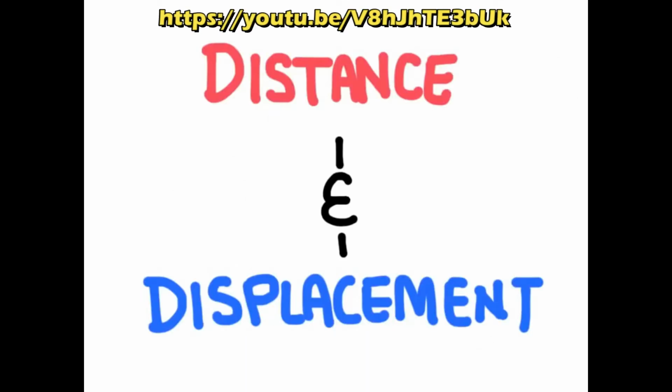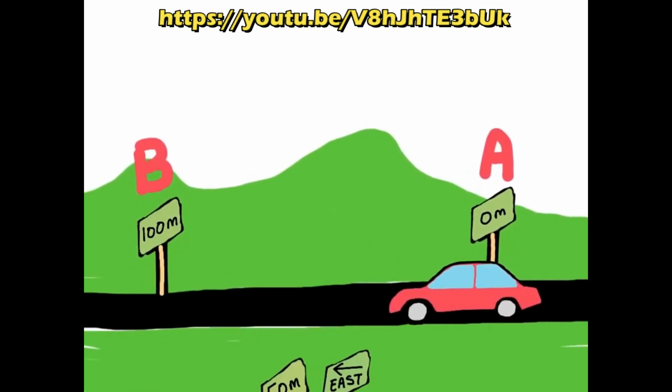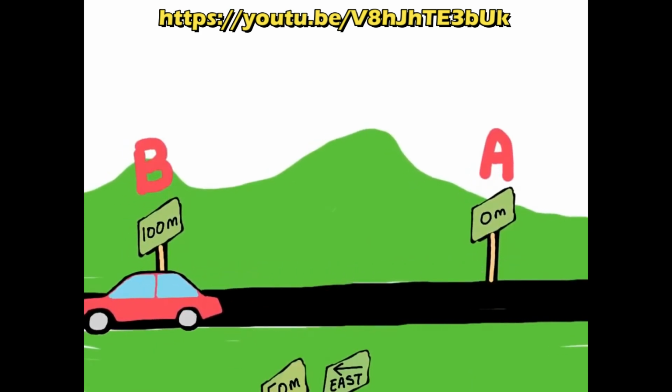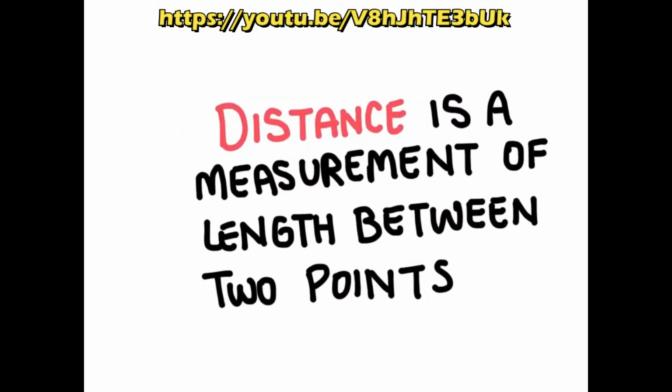In this video, we're going to talk about the difference between distance and displacement. If this car moved from point A to point B, we could say it traveled a total distance of 100 meters. Distance is a measurement of the length between 2 points.